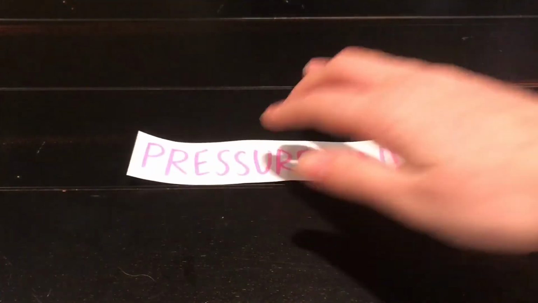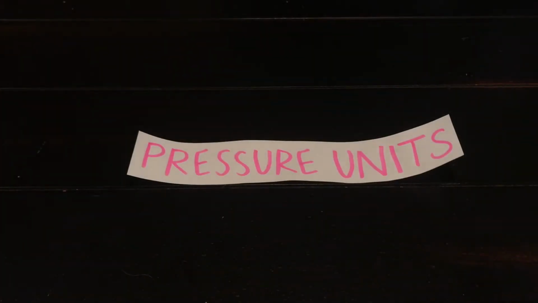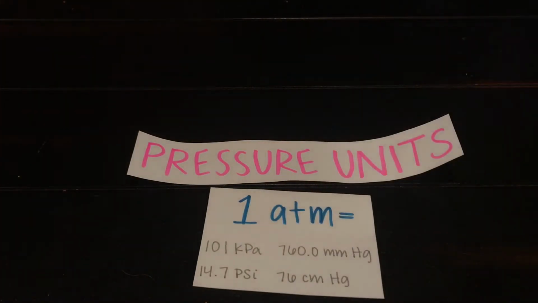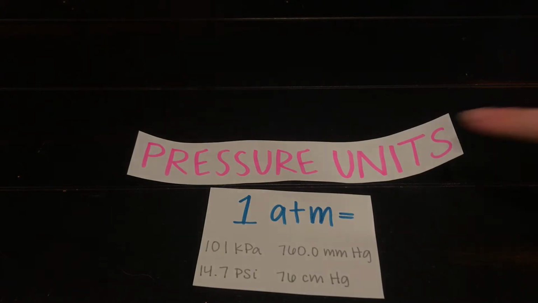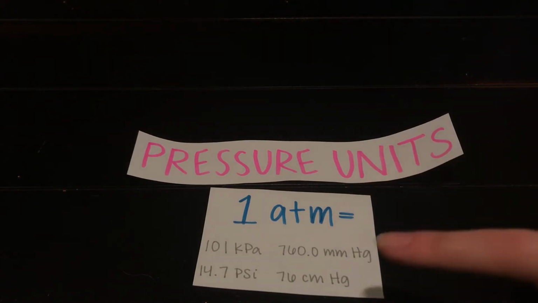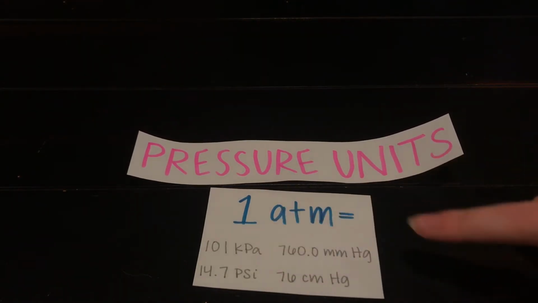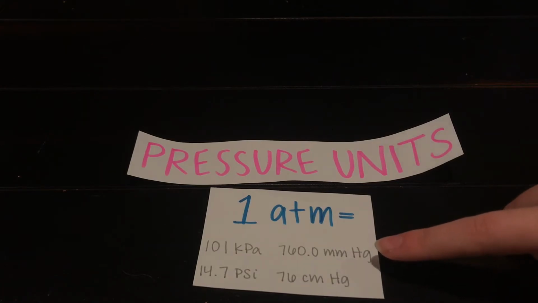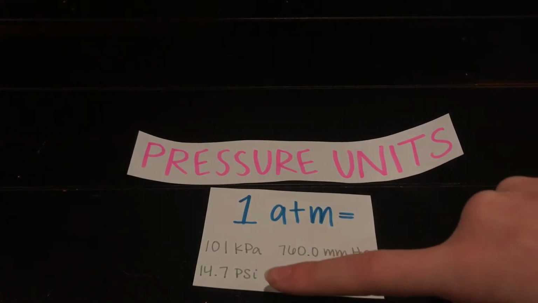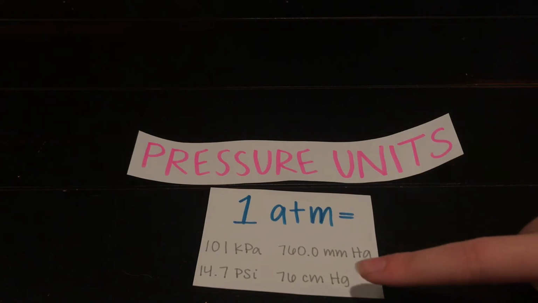When expressing pressure in formulas and also in data, it's important to remember to use the correct units. Atmospheres, or atm, are one of the more commonly used units for pressure. However, other units are also commonly used, so it's important to know what the conversions are between each unit. 1 atm is equal to 101 kPa, 760 millimeters of mercury, 14.7 psi, and 76 centimeters of mercury.